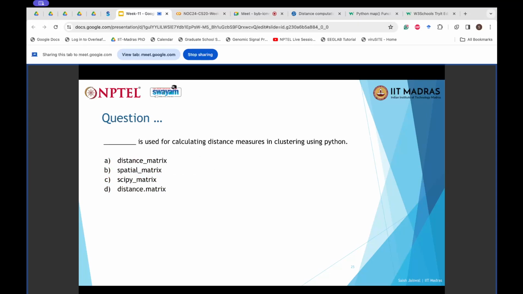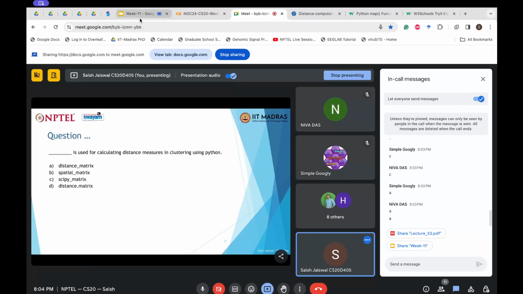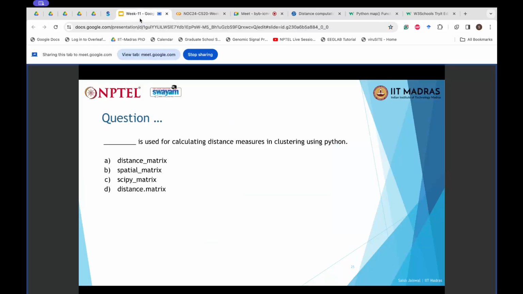Dash is used for calculating distance measures in clustering using Python. Again, it was a library related question. You might get some similar sort of question in your examination. So yes, distance matrix is what we use.